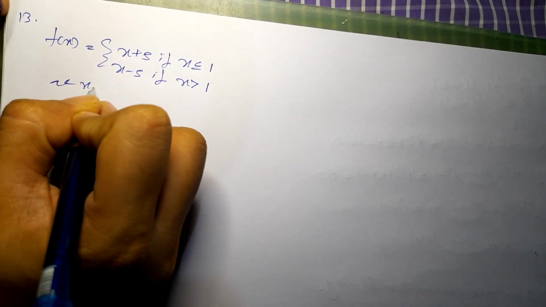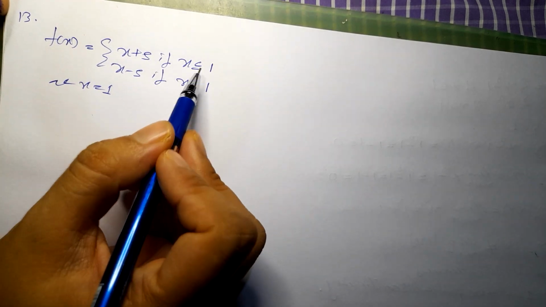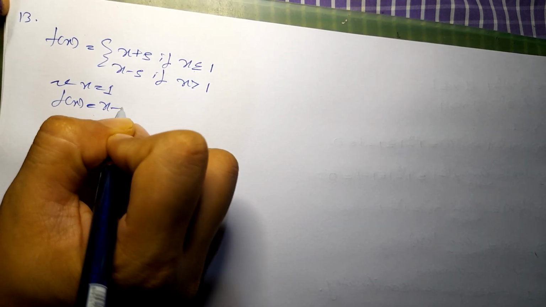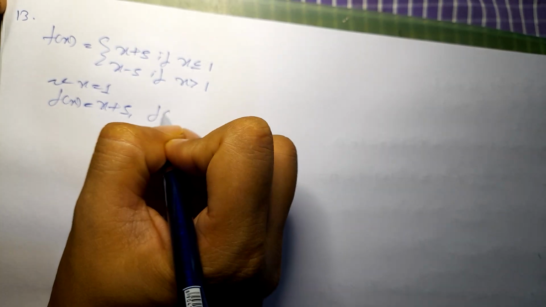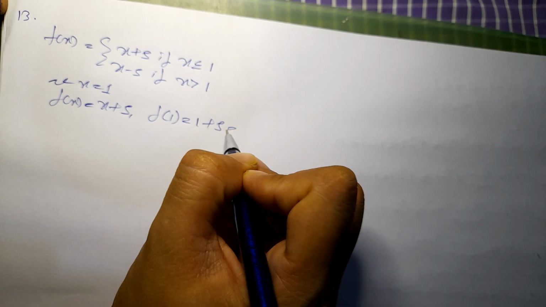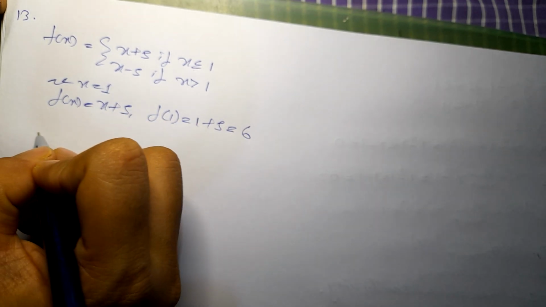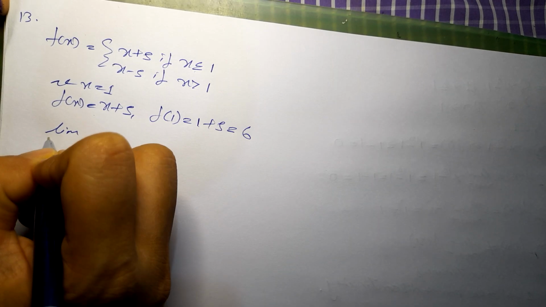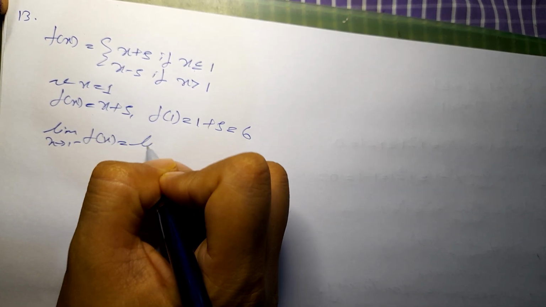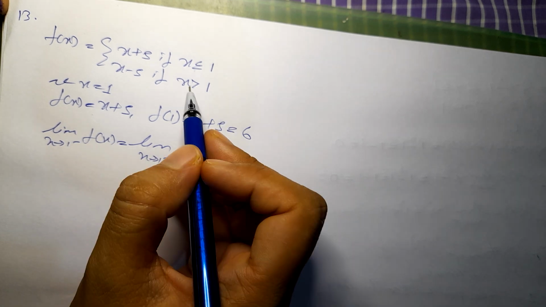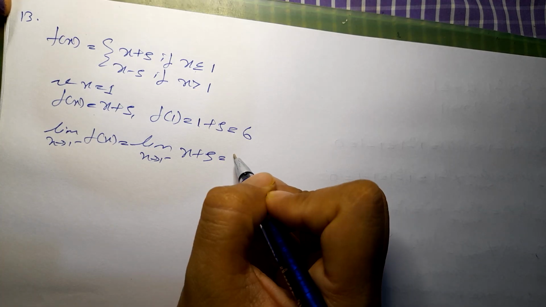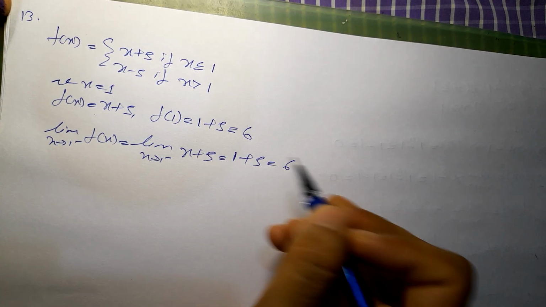So at x equal to 1, which one is the function? Equal to 1, so this is the function, f of x is equal to x plus 5. Now f of 1 is equal to 1 plus 5, so it will give 6. Now the left hand limit, x tends to 1 minus. Which one is the function? Less than 1, so this is the function x plus 5. So instead of x place 1 plus 5, it will give 6.